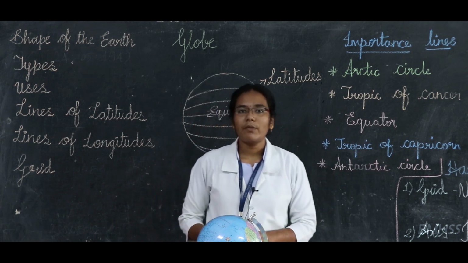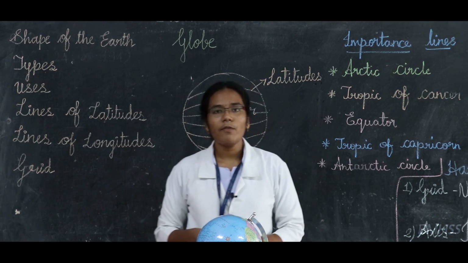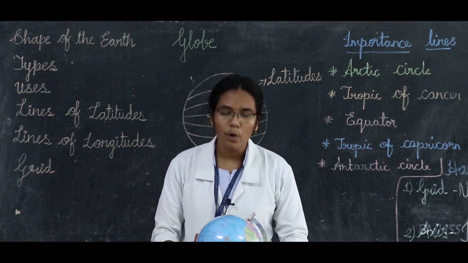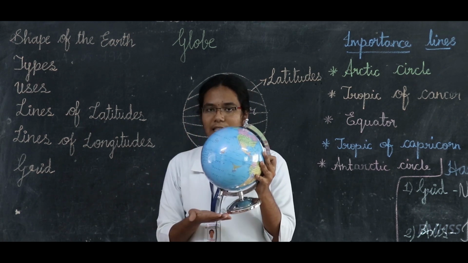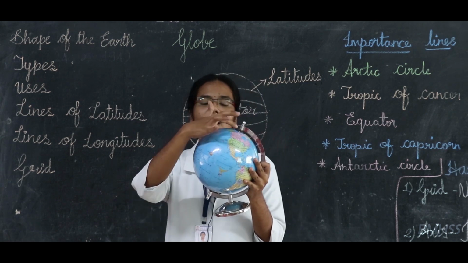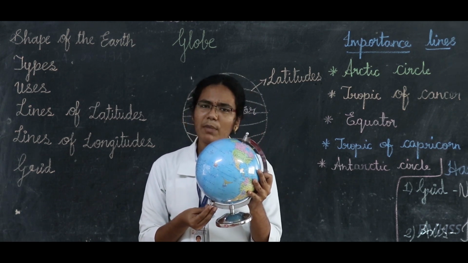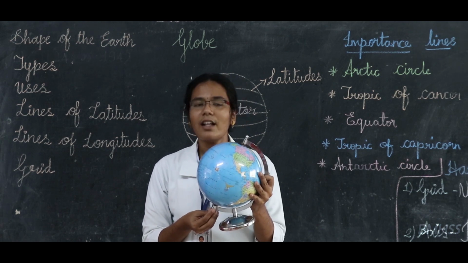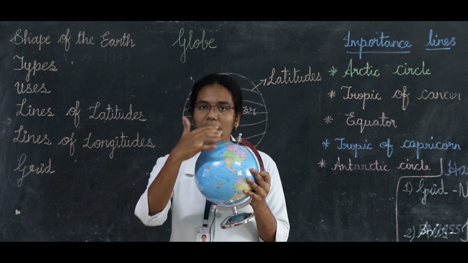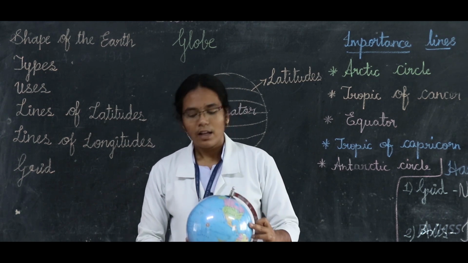The next topic we are going to see is lines of longitudes. What is meant by longitudes? I already said it has 2 poles, North Pole as well as South Pole. An imaginary line which connects the North Pole to the South Pole is called an axis. What does imaginary mean? Imaginary means it is invisible.